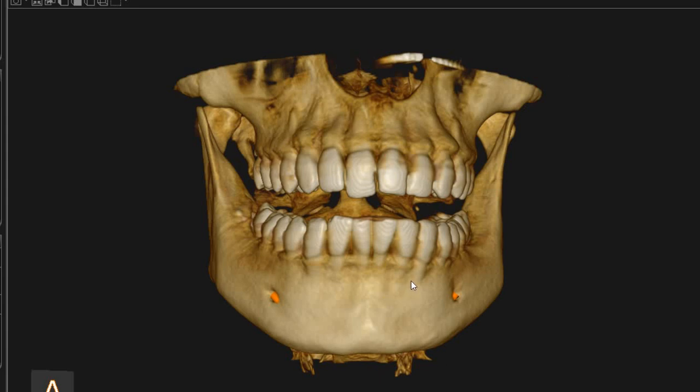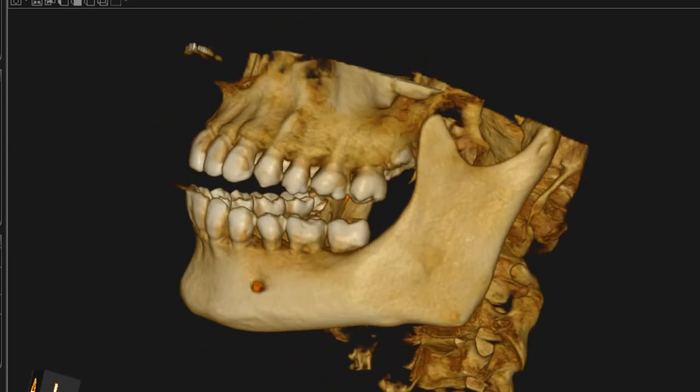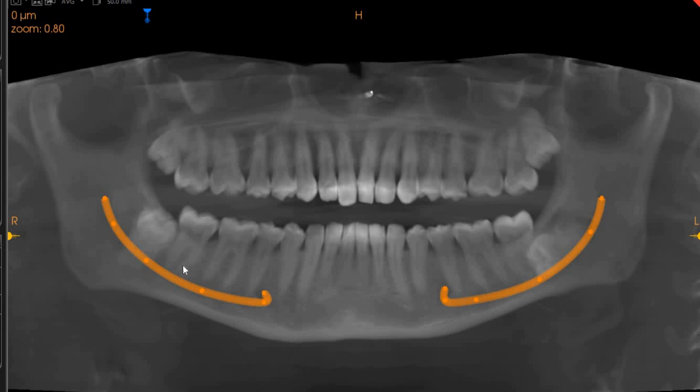This is the CBCT of the patient that you had requested. The area of interest is all wisdom teeth. This is the panoramic view. You can see that the lower wisdom teeth are completely impacted, whereas the upper wisdom teeth are partially erupted and do not seem to be completely impacted.